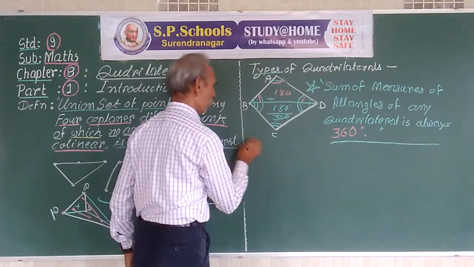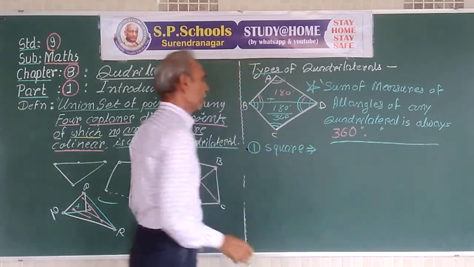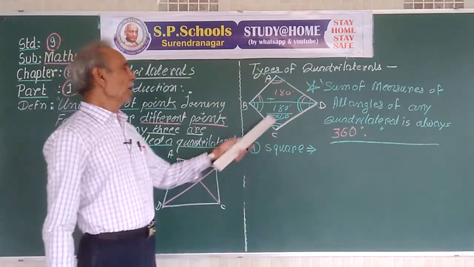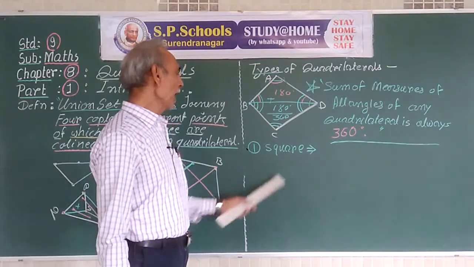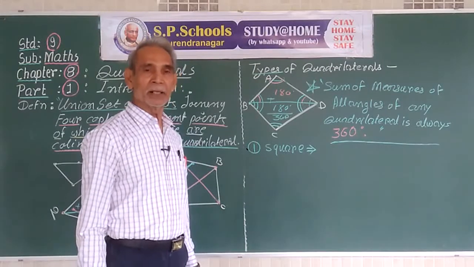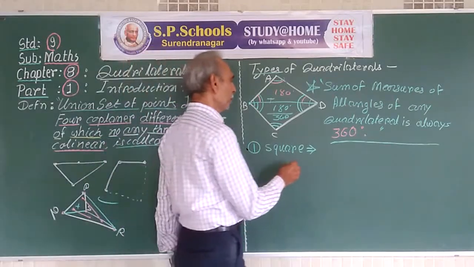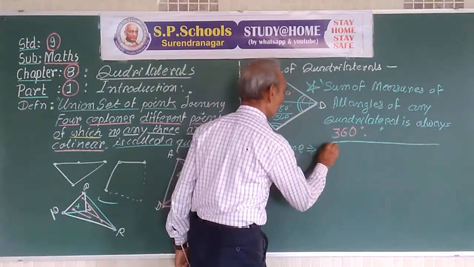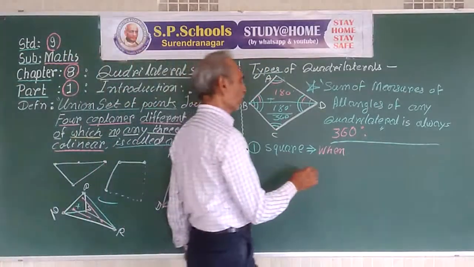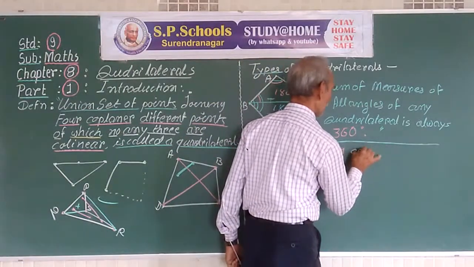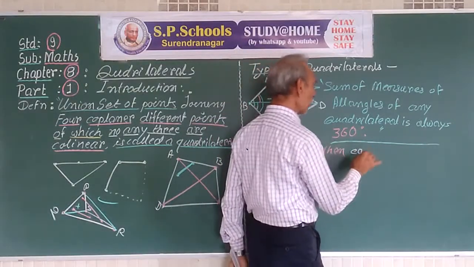Take the first type, square. If four angles of a quadrilateral are equal in measure, each, and all four sides are equal, then the figure is said to be a square. When four angles are equal, each will be 360 divided by 4.